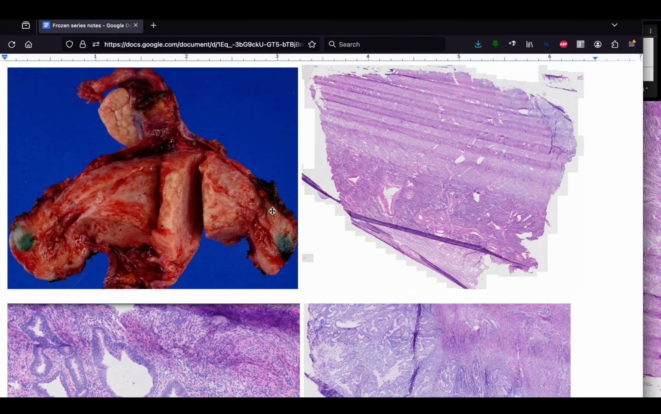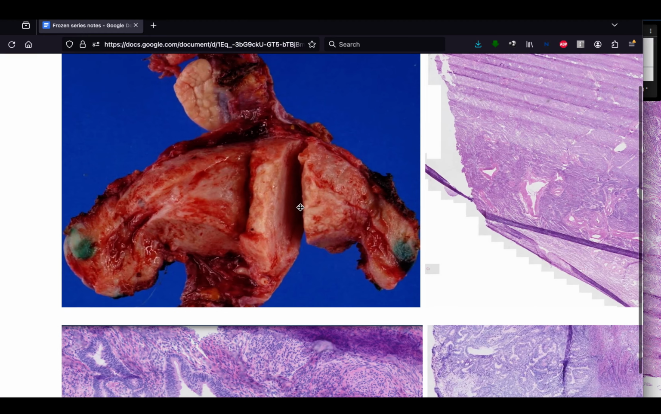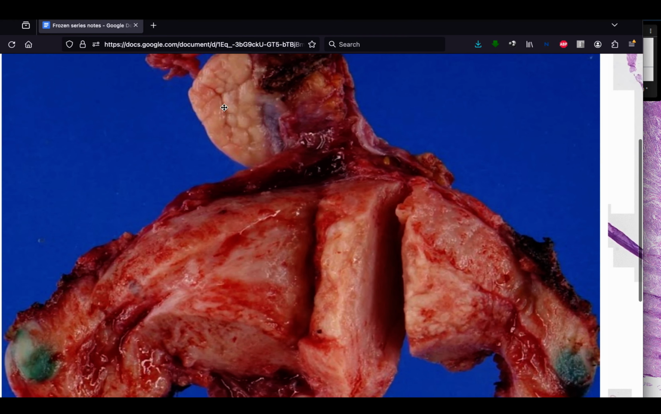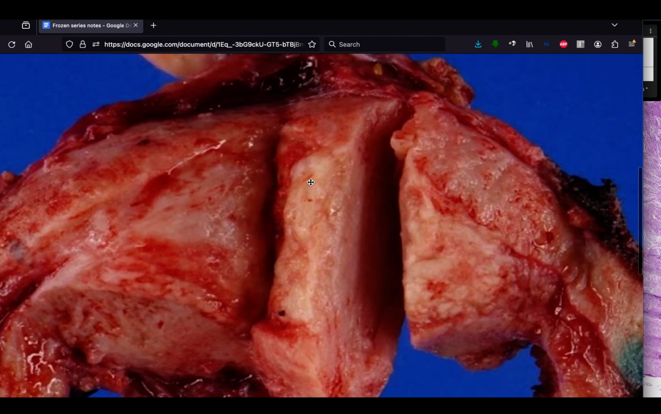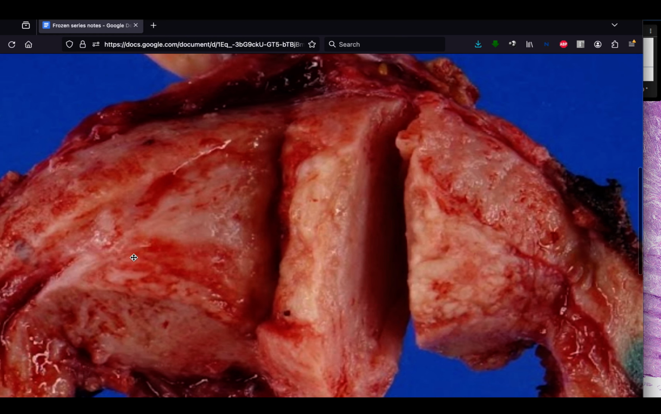Let's look at some more pictures that I took. So here's the gross image, and you could see here's one of the ovaries. Here's the uterus opened up, and you could see it's bivalved. And here is some kind of rough area, which is probably where they took the frozen section. You could see it's a fungating area extending from the fundus more into the endocervical canal on one of the sides.